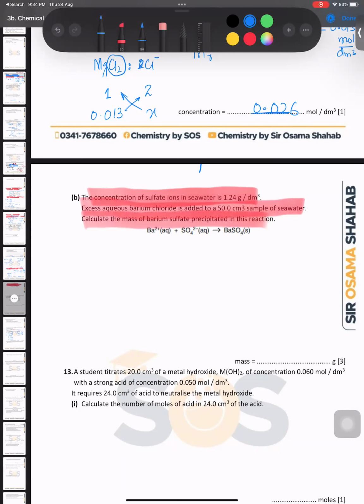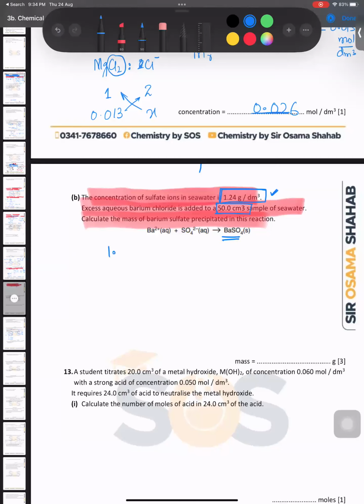All right, so you can see this. This is the concentration of what? Sulfate ions. First of all, we need to convert it into decimeter cube. Then we need to multiply the volume to get the number of moles. And then we can find out the moles of barium sulfate and the mass of barium sulfate. So first of all, we need to convert it into mole per decimeter cube, so we will have the concentration.